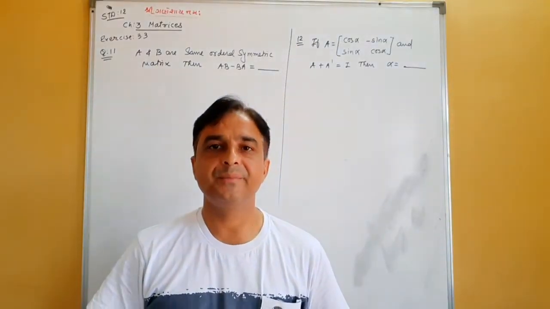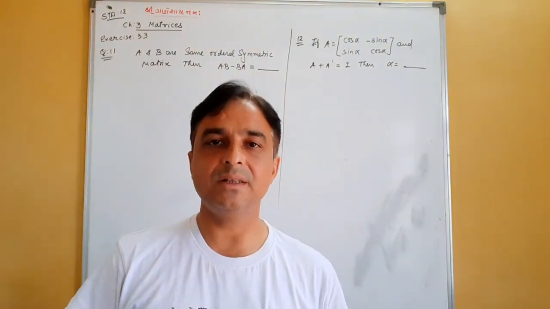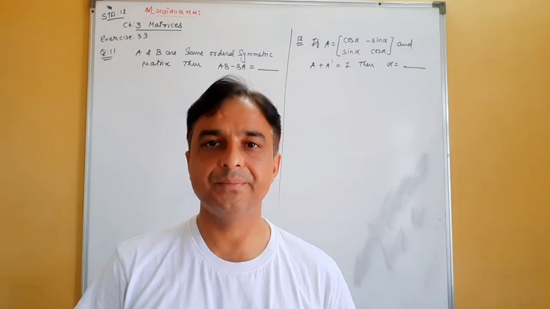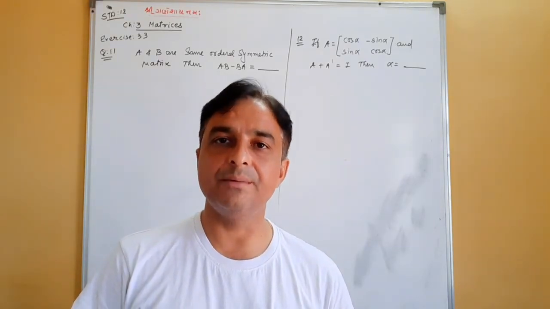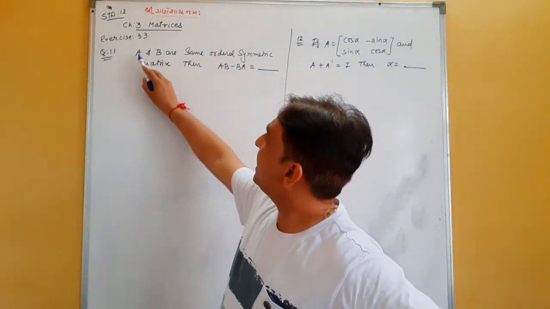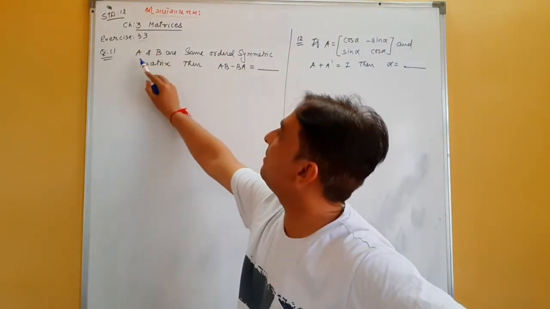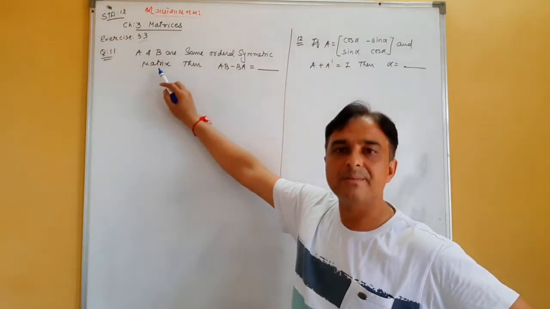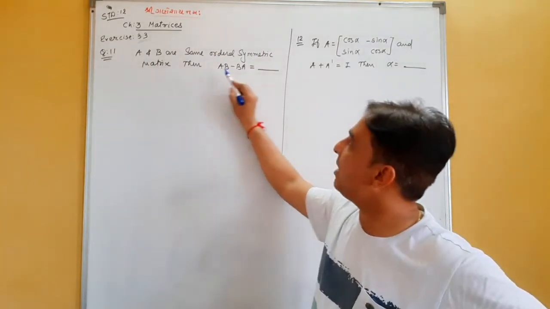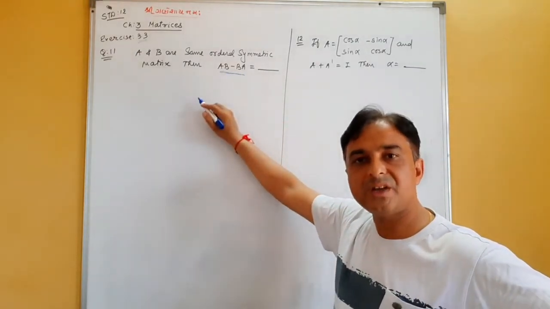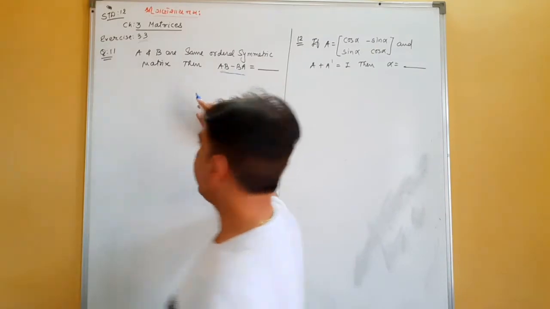Now you can solve exercise 3.3, questions number 1 to 10. Question 11 is somewhat different. Exercise 3.3 question 11: A and B are same ordered symmetric matrices. Then what can we say about AB minus BA?